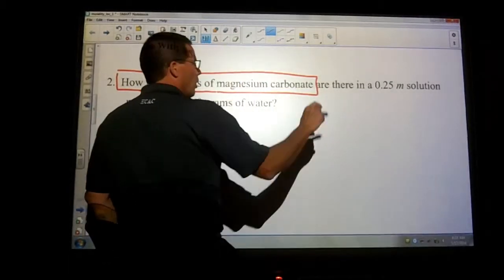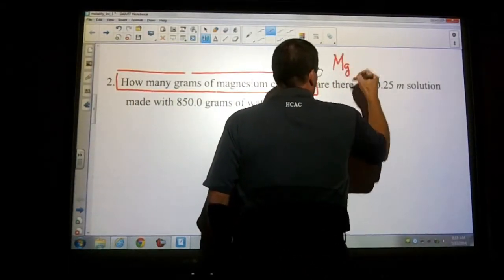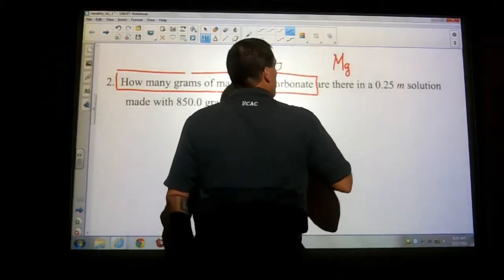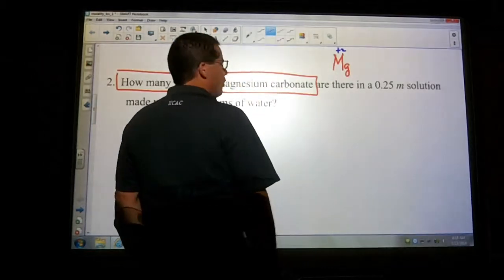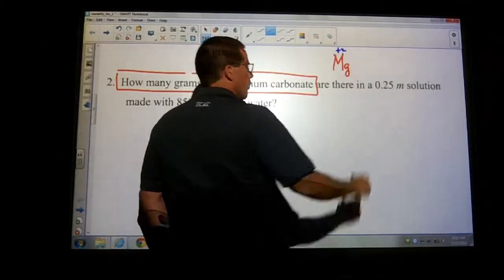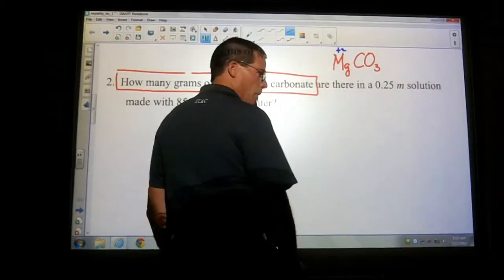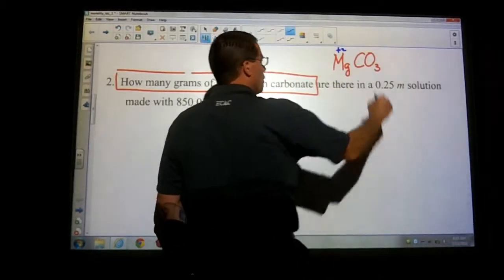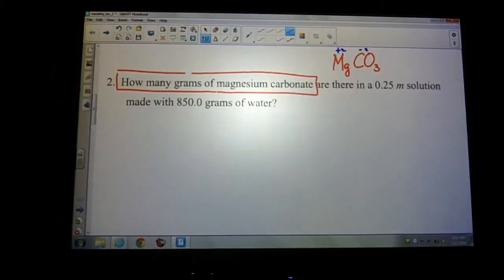What is magnesium carbonate? Well, what's magnesium? Mg. Good. What's the charge on magnesium? Plus 2. Good. Okay, so we have a +2. What is carbonate? CO3. What's the charge on that? -2. Good. So it's balanced as written. So that's magnesium carbonate.